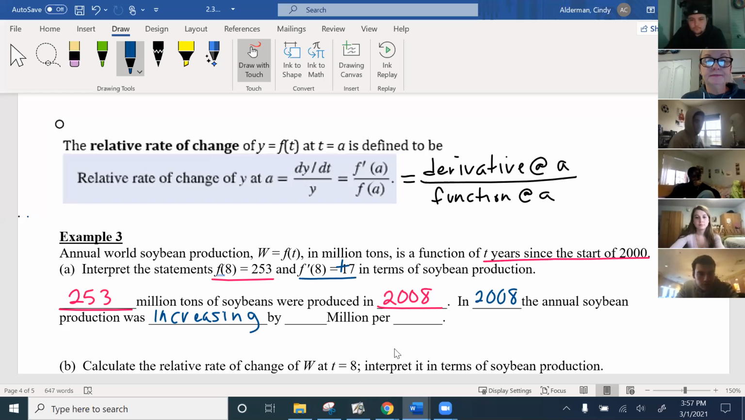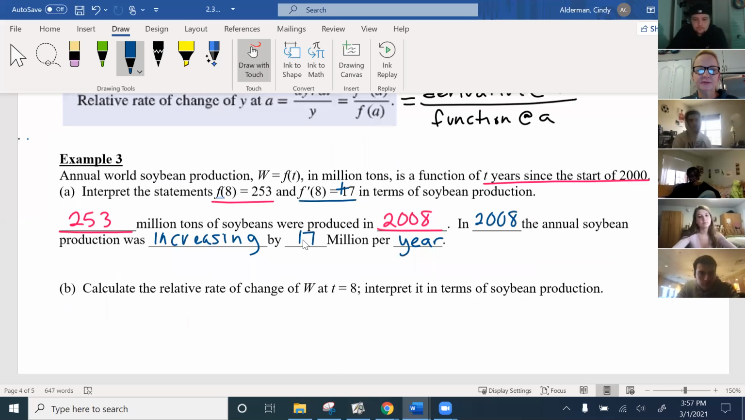By how much? 17 million. Yeah. Per what? Is it per year? It is per year, yeah. All right, good. I think you guys are getting the difference between the two.